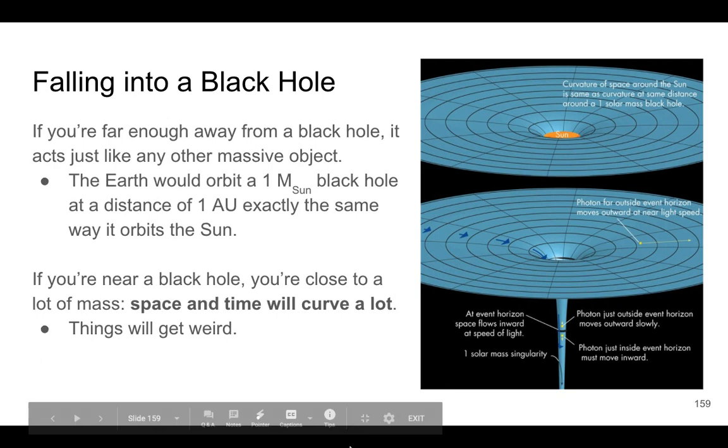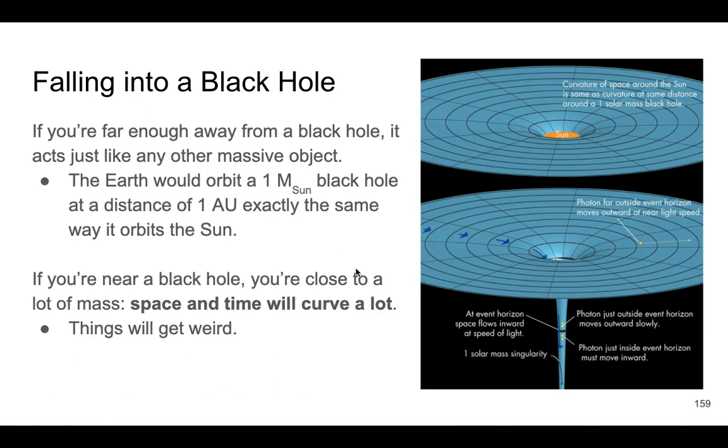So if you're falling into a black hole, if you're far enough away from the mass of the black hole, it's going to act just like any other massive object. So we had this idea in the last part. If you were to suddenly replace the sun with a black hole that had the mass of the sun, again, that's not going to happen. But if you were to do it from out here on Earth, the gravity would feel exactly the same. So the Earth would keep orbiting that one solar mass black hole exactly the same way that it orbited the sun, only no more light and heat, so suddenly it's going to get very dark and cold.